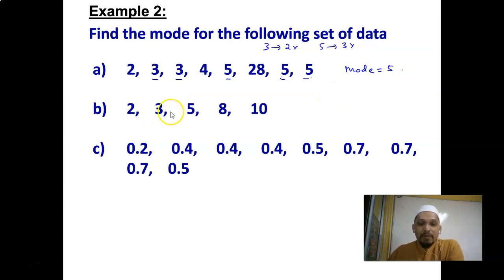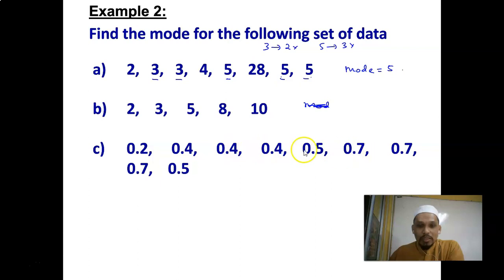There are 5 numbers here, and as you see for question B, none of these numbers appears more than once. 2 appears 1 time, 3 1 time, 5, 8, 10. So there is no mode here.